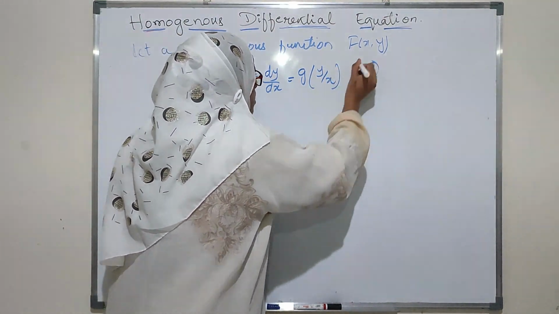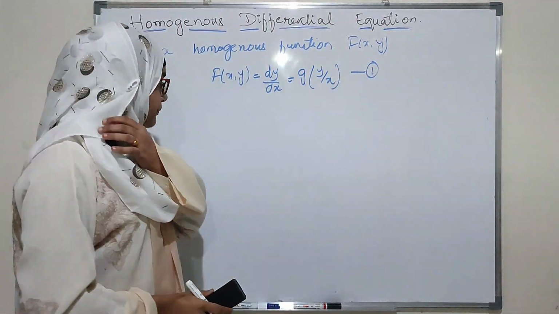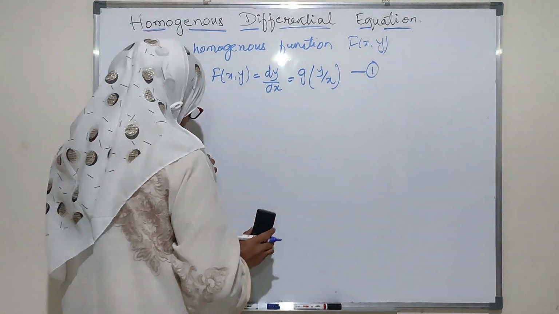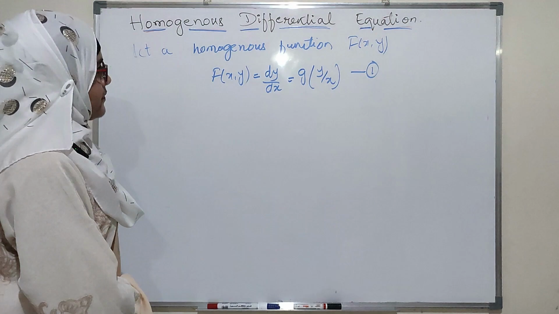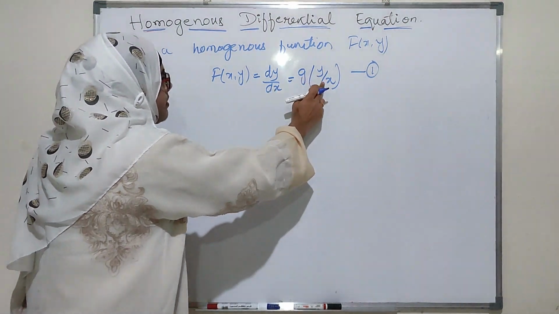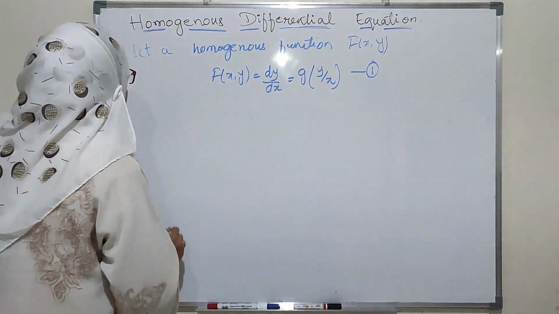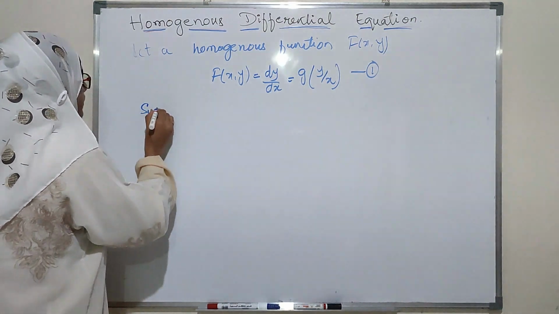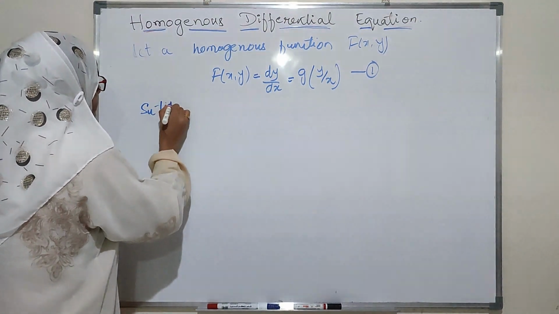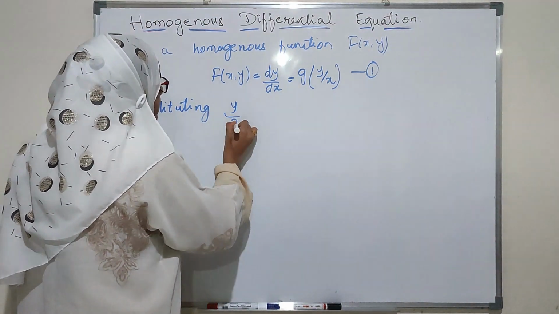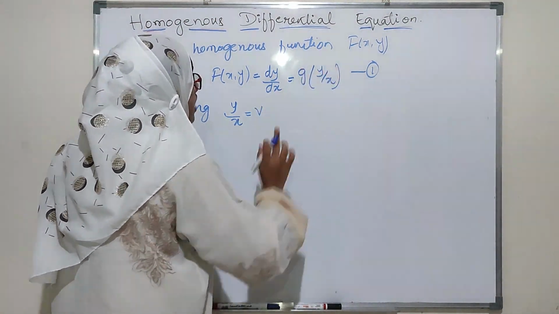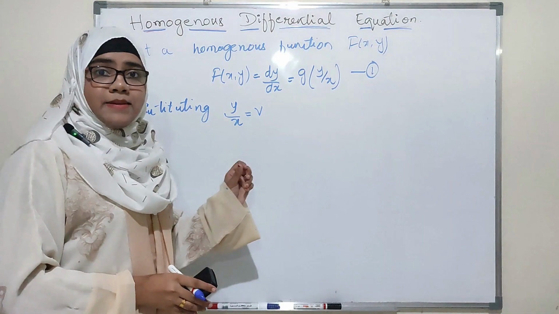Name this one as equation 1. Now we are taking y by x and substituting y by x equal to v. And how to substitute?